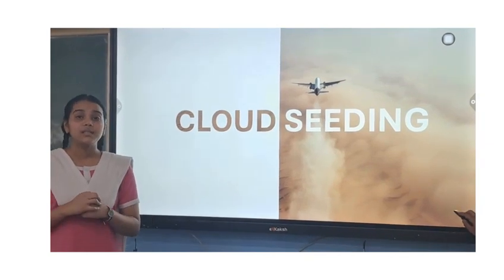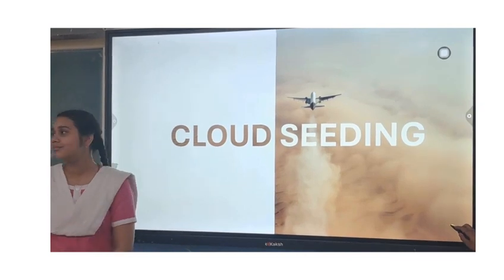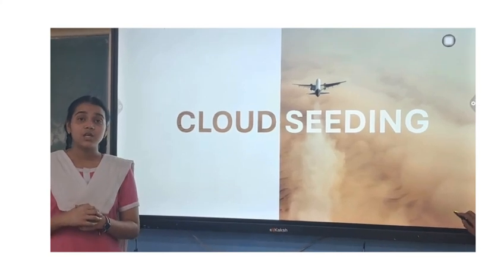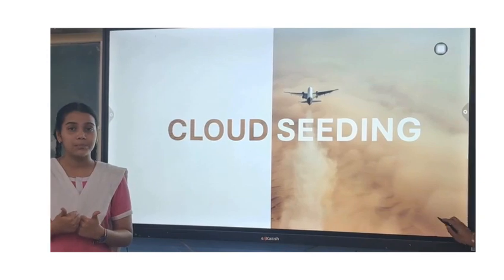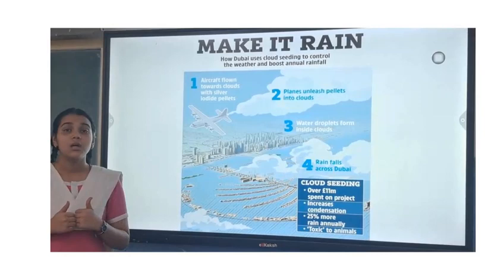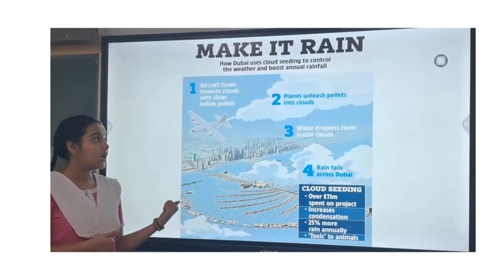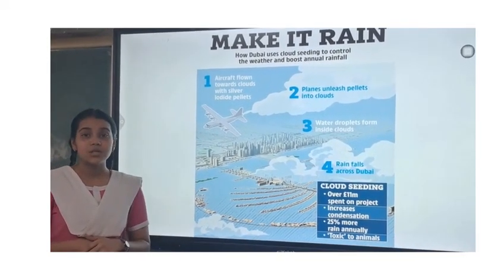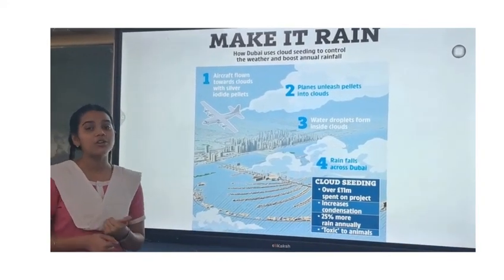Cloud seeding is a weather modification technique in which it increases the cloud's ability to produce snow or rain. In this process, an aircraft sprays some chemicals into the cloud, due to which formation of water droplets occur and thus rain falls. This process is very expensive. Dubai almost invests 11 million euro to increase annual rainfall.